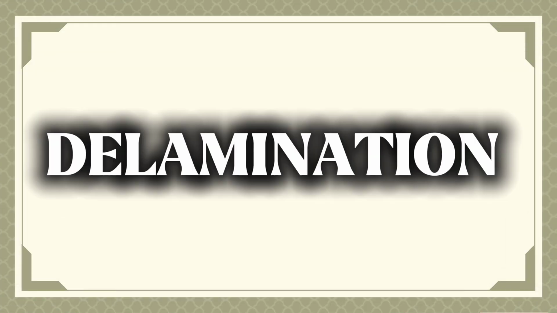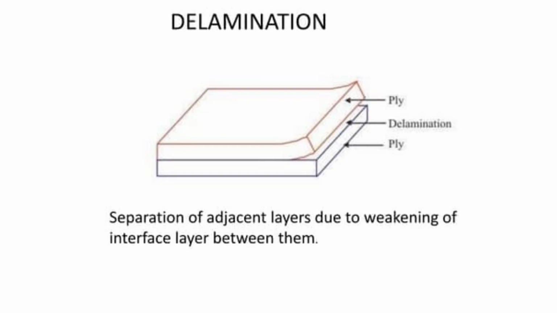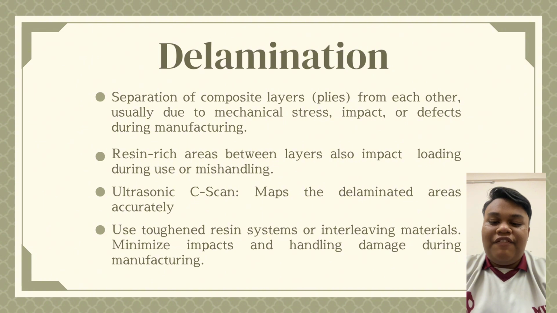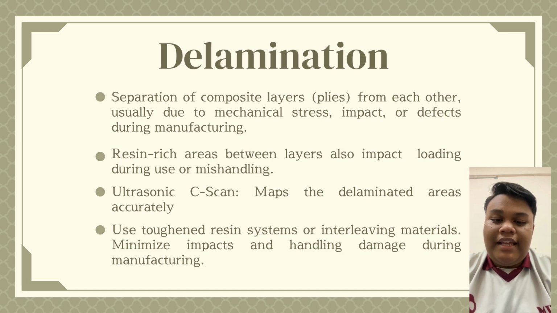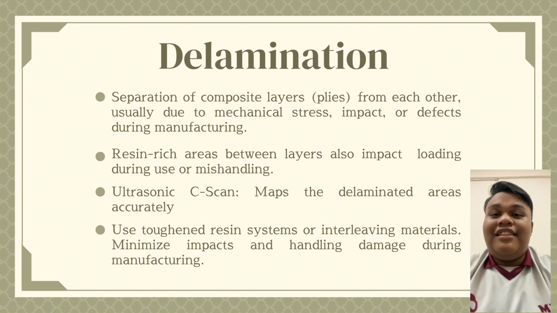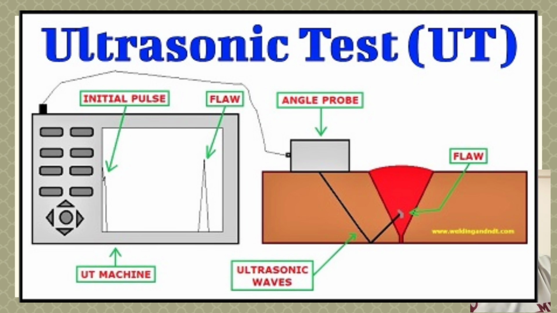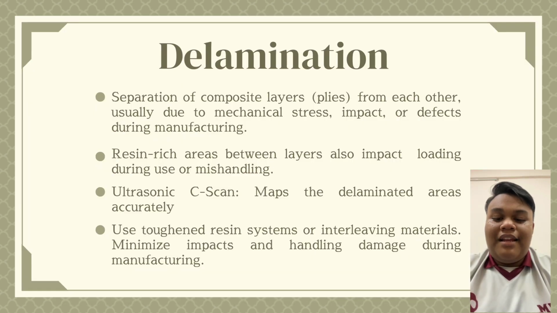We go through the second defect, called delamination. Delamination is separation of composite layers from each other, usually due to mechanical stress, impact or defects during manufacturing. Delamination occurs because of a resin-rich area between layers, and also impact loading during use or mishandling. We can identify this defect using the ultrasonic C-scan, which maps the delaminated area accurately.